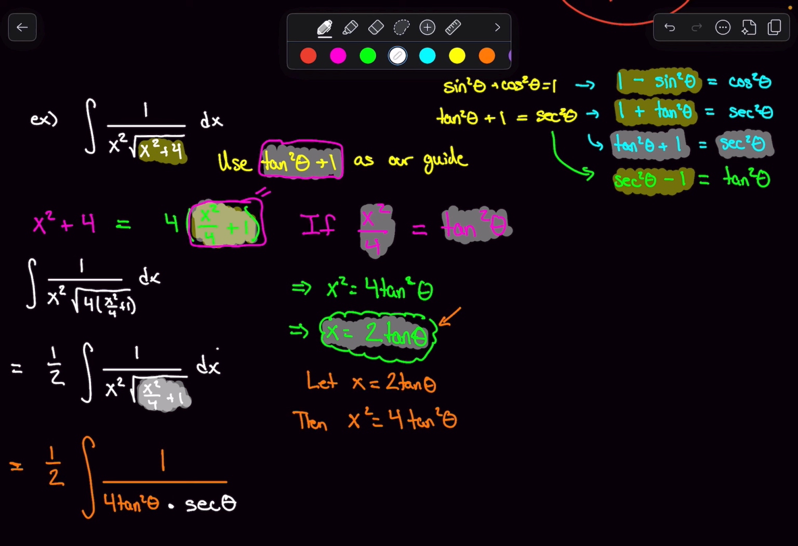The last bit that I have to do is cover this dx. This is going to give us that dx is equal to 2 times the derivative of tangent, which is secant squared theta, and we'll have this d theta. Again, I'm shortcutting one or two of the steps here. We are supposed to take the derivative with respect to theta of both sides and then separate things, but with enough practice, we can just start to make this jump. So then I'm going to have multiplied by 2 secant squared theta d theta.